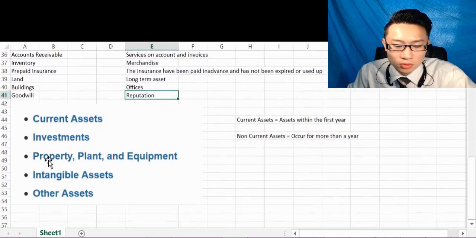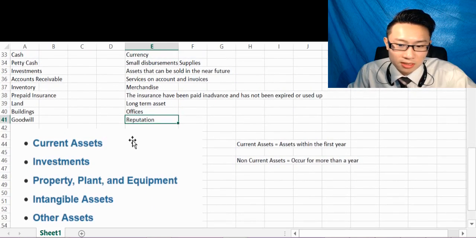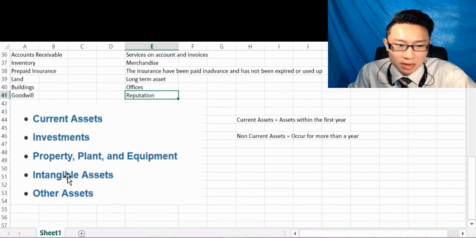And I would like to show you the categories. As you can see, my current assets are assets within the first year. And then we have non-current assets, which occur for more than a year, for more than 12 months. We usually have investments in assets. Here is property and equipment. And these are long-term assets. Intangible assets, goodwill can be classified as intangible assets. Buildings and land will be in property and equipment.